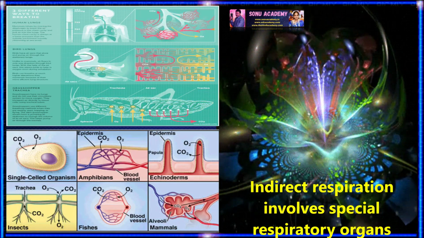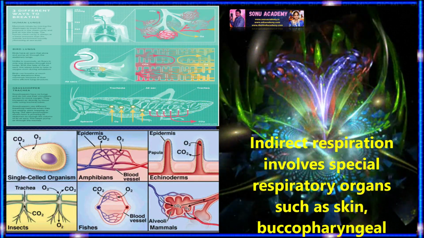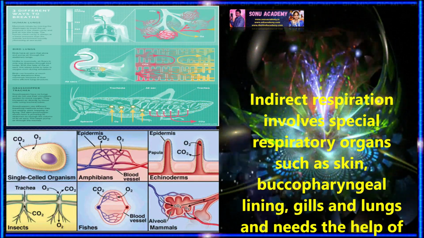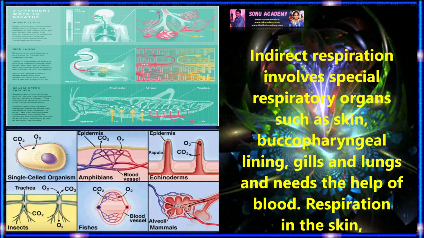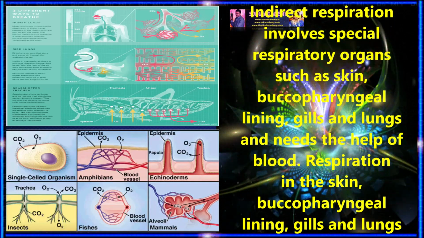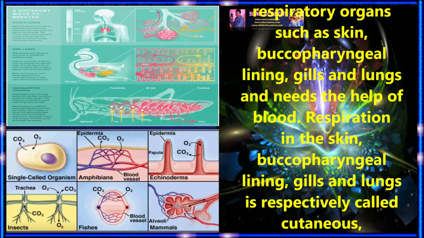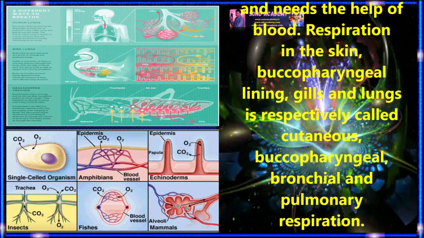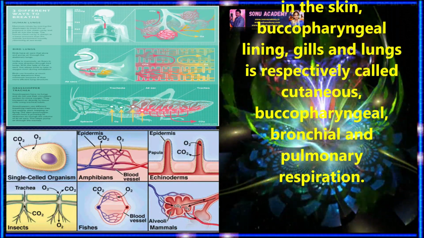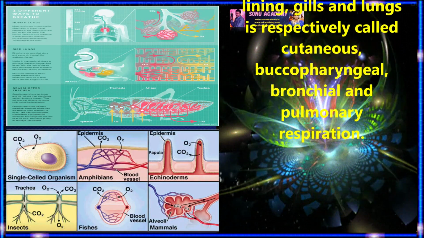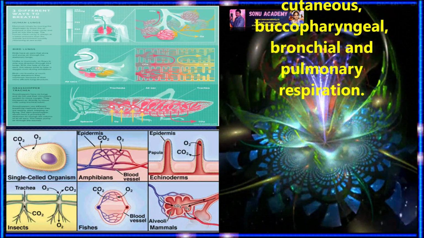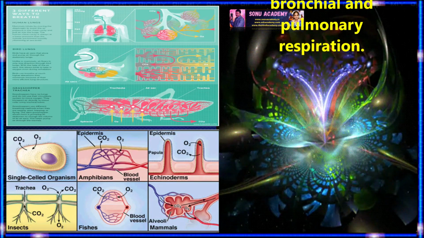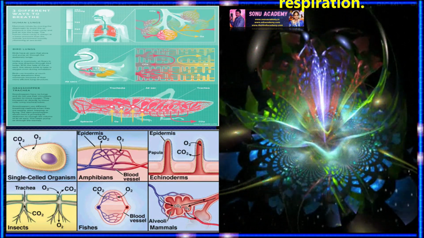Indirect respiration. Indirect respiration involves special respiratory organs such as skin, buccopharyngeal lining, gills and lungs, and needs the help of blood. Respiration in the skin, buccopharyngeal lining, gills, and lungs is respectively called cutaneous, buccopharyngeal, branchial, and pulmonary respiration.